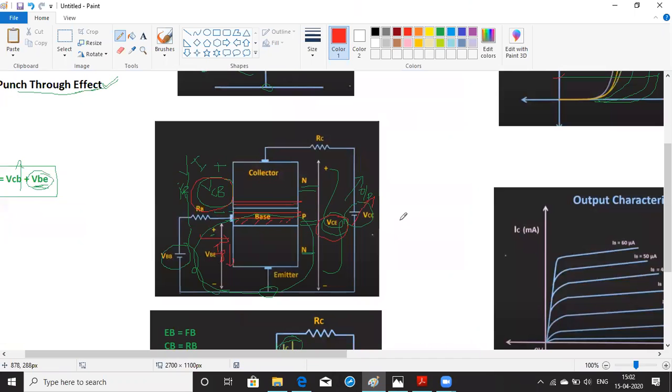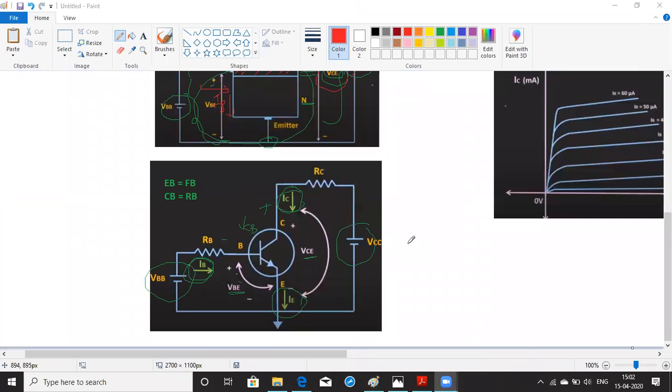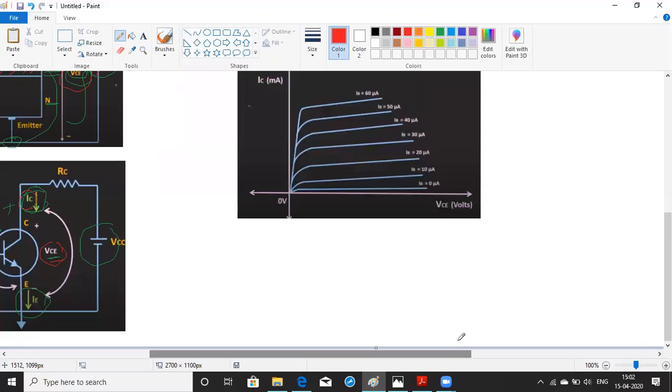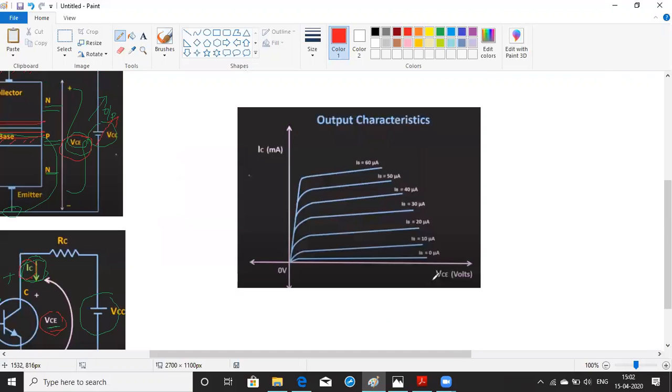Now let us discuss the output characteristics. So what are the actual output characteristics? The output characteristic is going to be drawn between VCE and IC, because VCE is the output voltage and IC is the output current. You can see here VCE is the output voltage and IC is the output current.